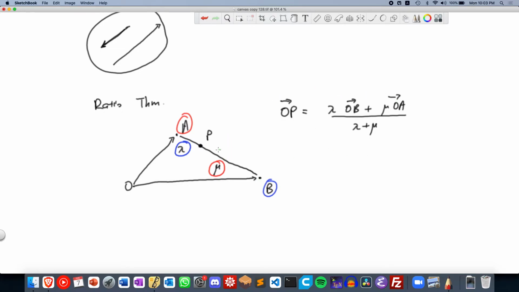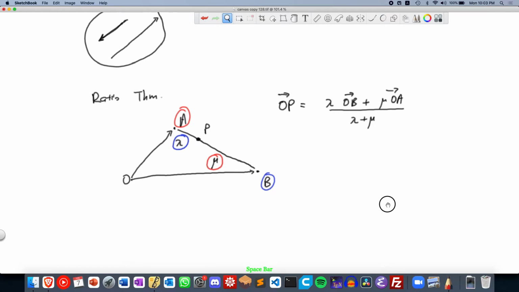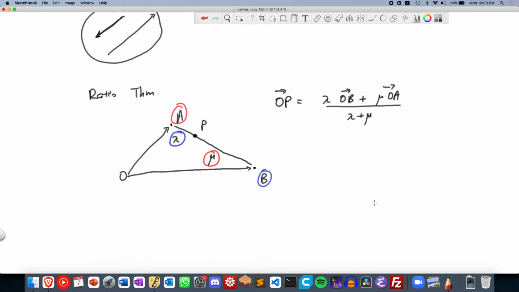So this switching kind of thing makes sense if you consider the extreme cases where lambda equals 1 or mu equals 1 and the other one is 0. So that's the ratio theorem.